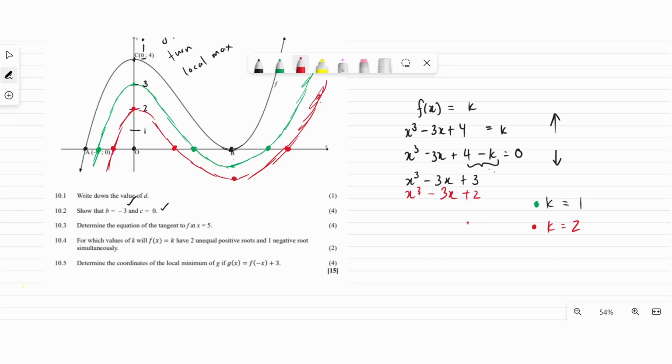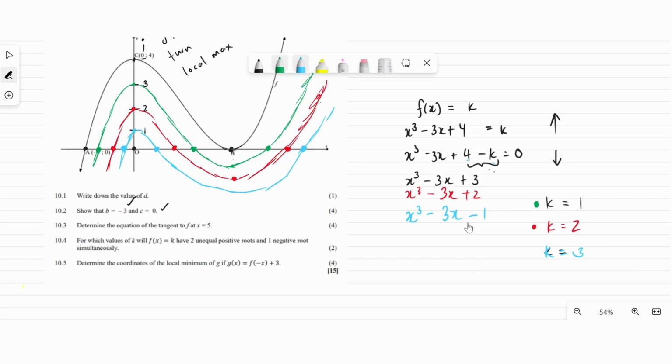So let's do it for 3. If now I say k is equal to, let me do it in another color, I said 1, 2, 3. So it's going to be 4 minus 3, which gives me 1. So it's going to be x cubed minus 3x minus 1, because 4 minus 3 is going to give me 1. So it's going to be here. It's going to go down again like that and like this. I again get 2 positive unequal roots, and we're going to have 1 negative root.